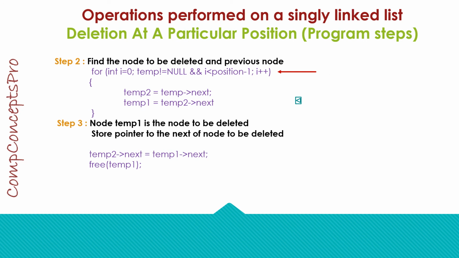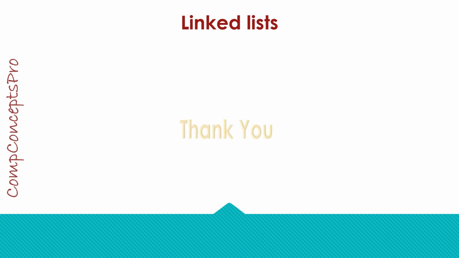Now finally we'll adjust the next pointer of temp2 node to point to the next node of temp1 because after deleting temp1, temp2 should point to the node next to temp1, and finally delete temp1. So that was all on deletion from a singly linked list.